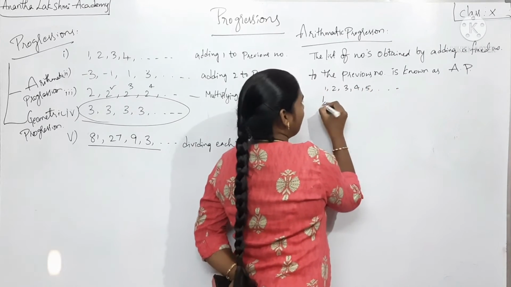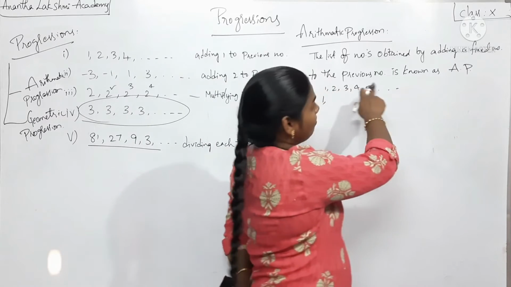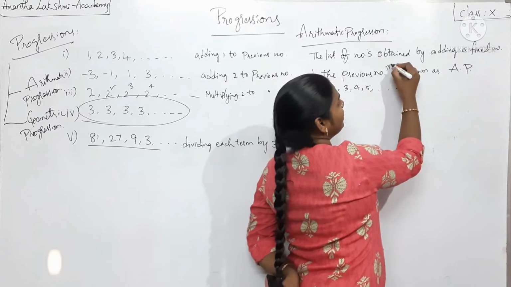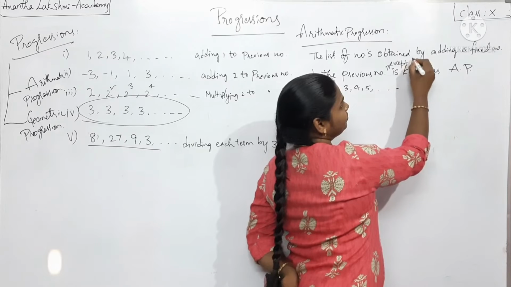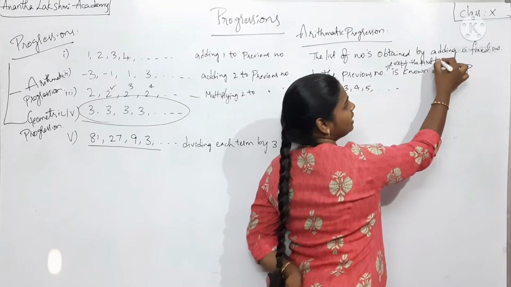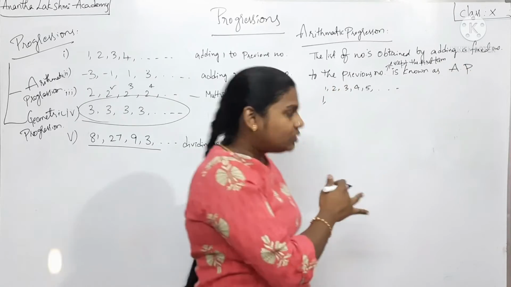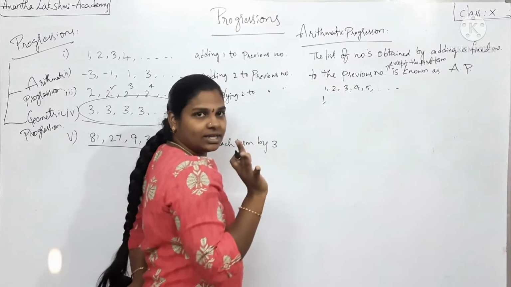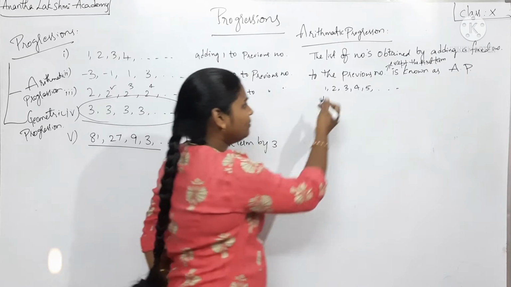See here, and previous number here, except the first term. Except the first term, because for the first term you don't have anything earlier to that. For 1 you don't have anything, right? So except the first term.